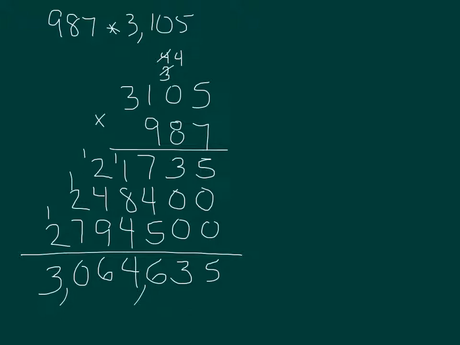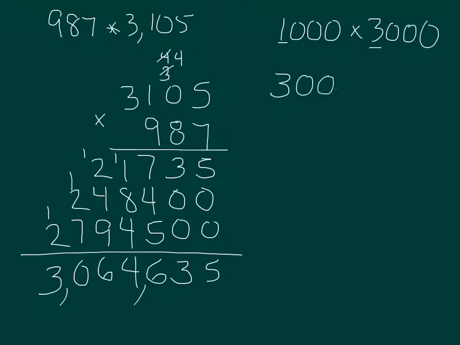Now what we need to do to test reasonableness is estimate. So 987 is pretty close to 1,000, and 3,105 is pretty close to 3,000. So I should get an answer that is close to a 3 with 6 zeros, or 3 million. I am very close to that, so it checks, and I'm pretty confident of my solution.